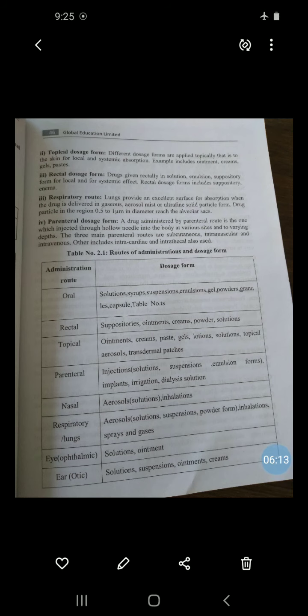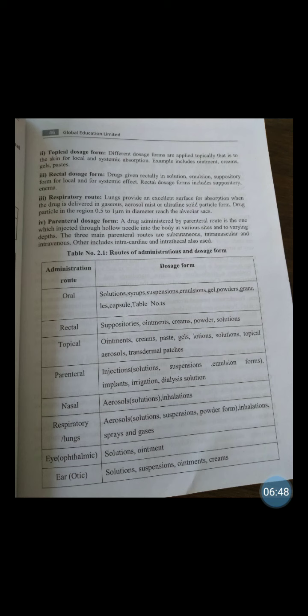Then nasal route of administration: aerosols, inhalation, or inhaler. Then respiratory route, that is lung: aerosols, solution, suspension, powder, then inhalations, sprays, and gases. Then ophthalmic route: solution and ointment. Then ear, the otic route: solution, suspensions, ointments, and cream.